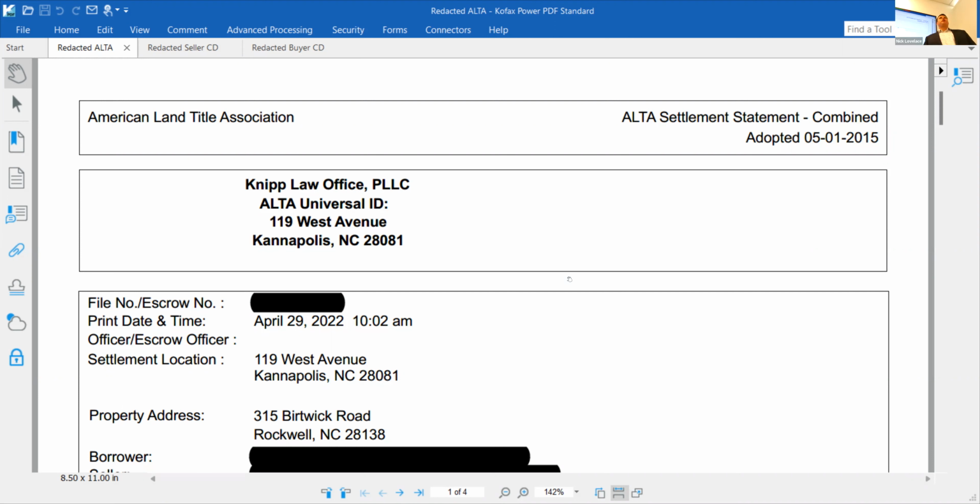We get asked all the time, where's the CD? My clients are looking for the CD. We do not have the CD. We do not prepare the CD. The CD is prepared by the lender.